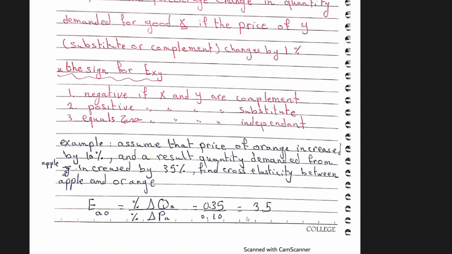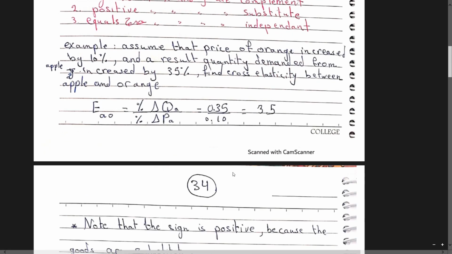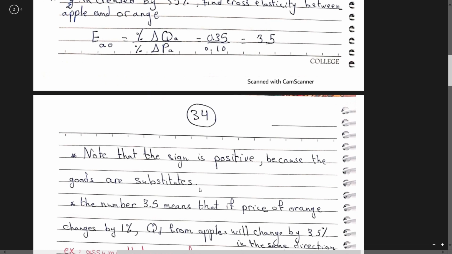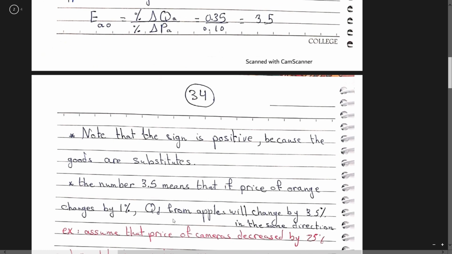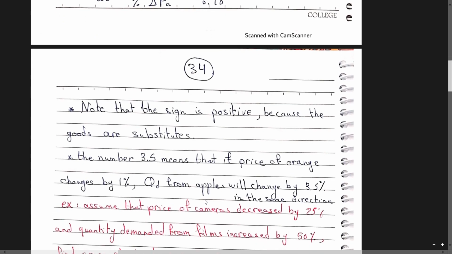Positive, which means they are substitute. Note that the sign is positive because the goods are substitute. The number 3.5 means that if price of orange changes by 1%, quantity demanded from apples will change by 3.5% in the same direction. Another example, if I have complement.